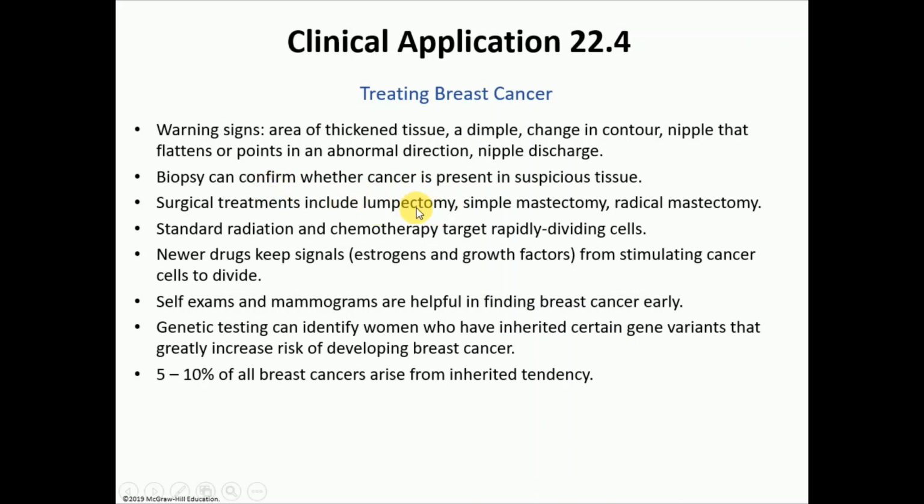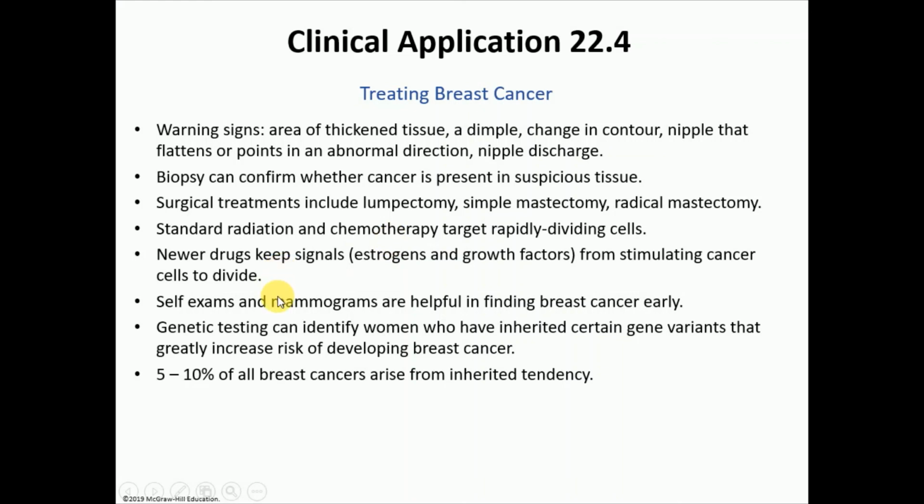Surgical treatment includes a lumpectomy, which is just the removal of the lump. A simple mastectomy would be removal of the breast tissue. A radical mastectomy would be removal of the breast tissue with the lymphatic tissue. We can also follow up with radiation and chemotherapy.